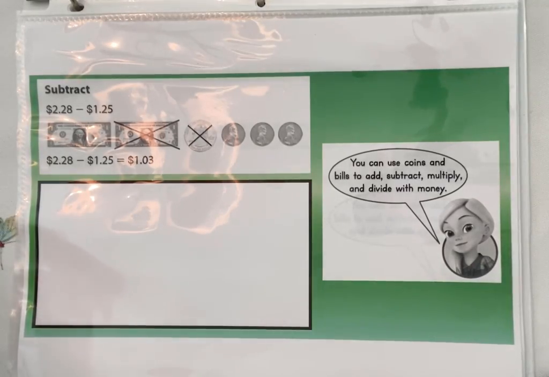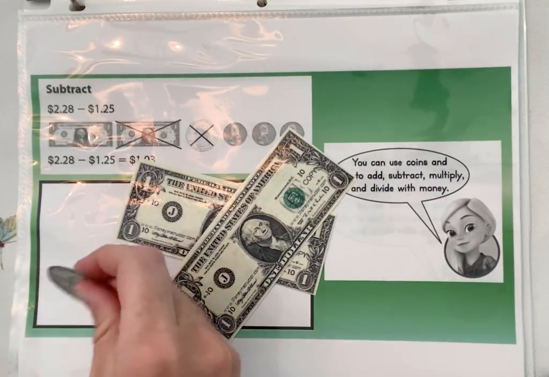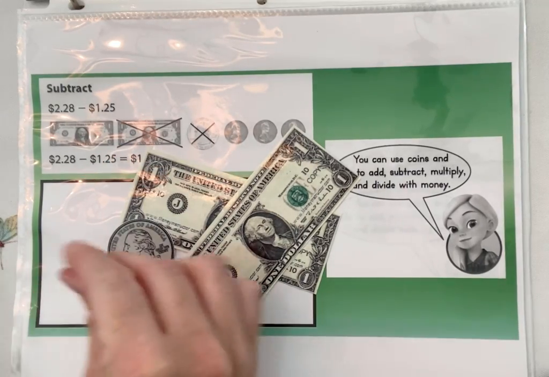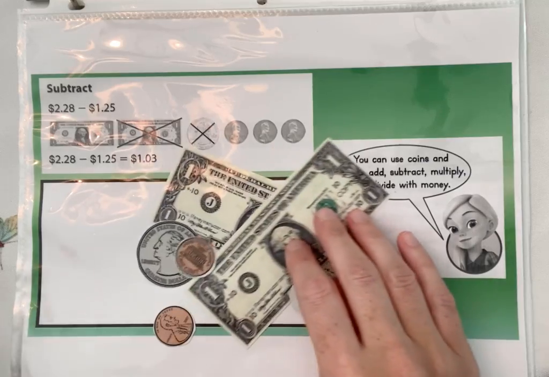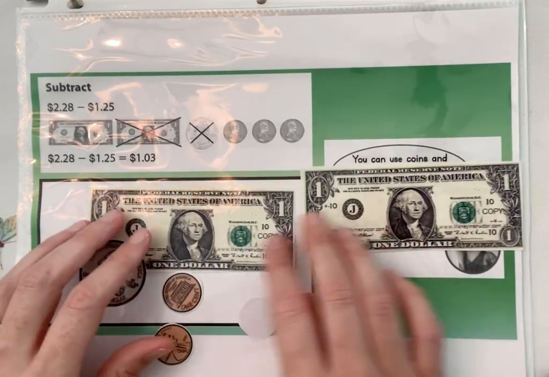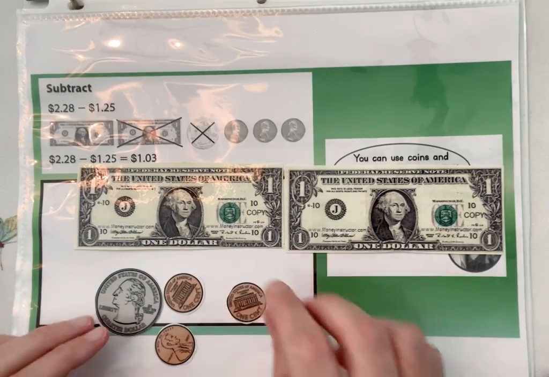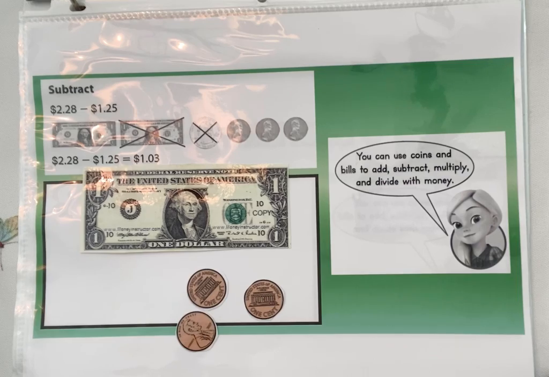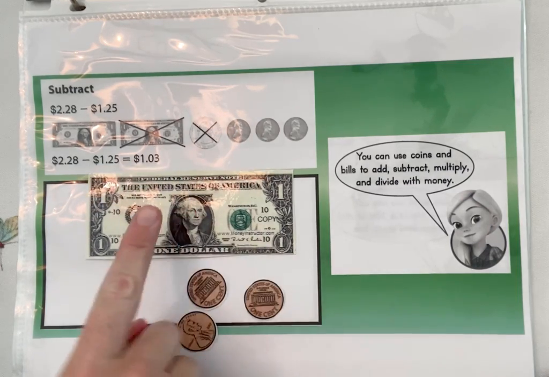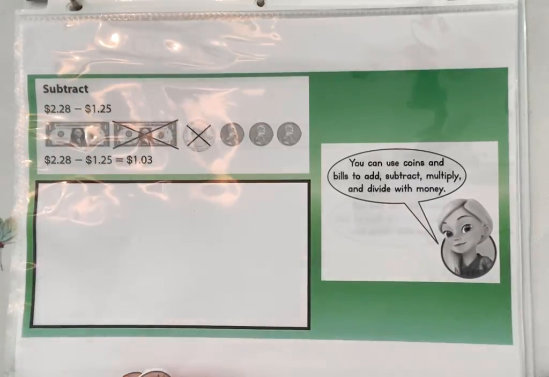You could subtract. If you had $2 and 28 cents and you had to subtract $1.25, we'll take $1 away and we'll take away 25 cents. What are we left with? We're left with $1.03. So that's subtracting.